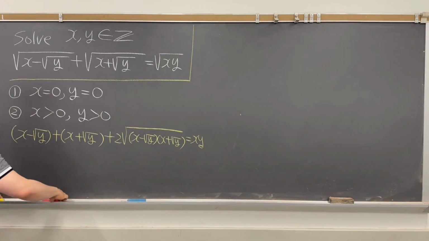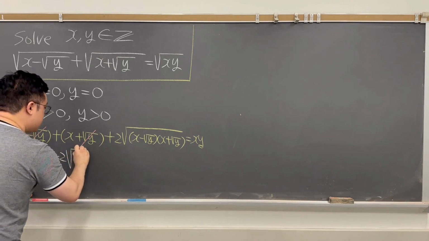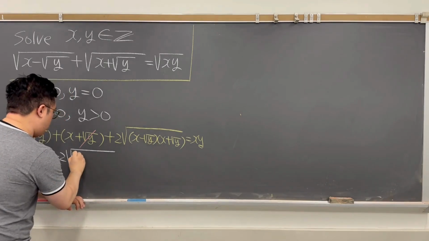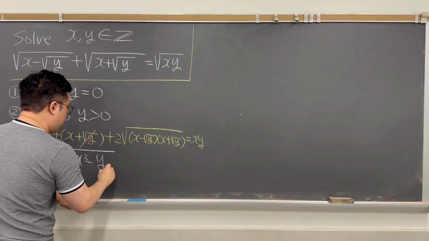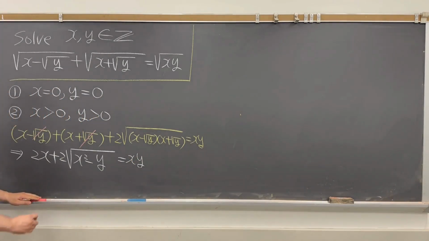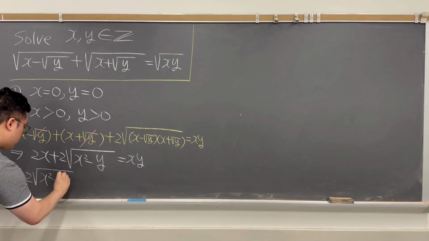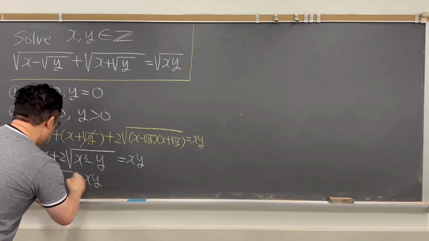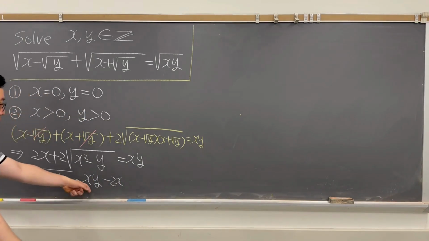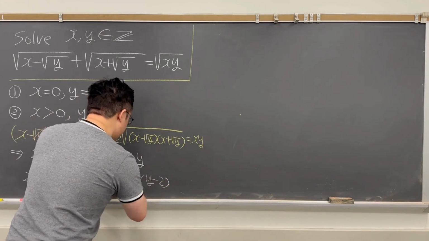So in this case, on the left-hand side, we can cancel those square root of y terms, right? So the left-hand side is eventually x plus x, that is 2x. Then we have plus 2 times the square root of, inside has to be x squared minus y. That is still equal to xy. And if you subtract 2x from the left and right-hand side, then we will have 2 times the square root of x squared minus y is equal to xy minus 2x. This one, we can pull the x out and make a parenthesis, then we have x times (y minus 2).